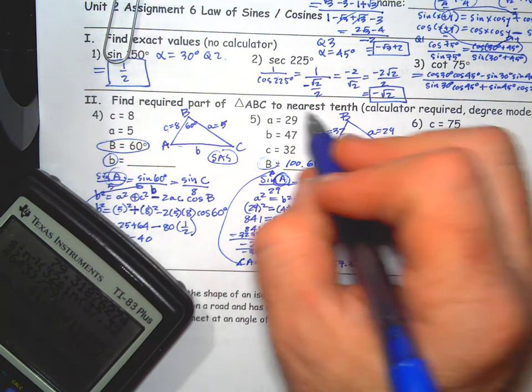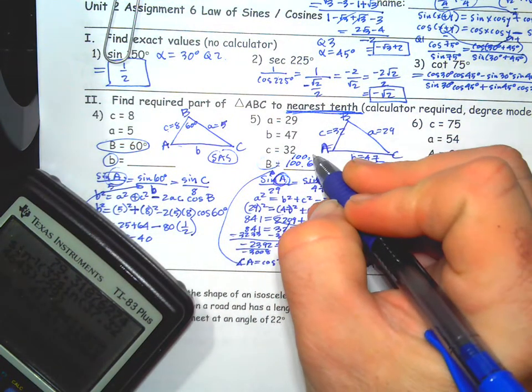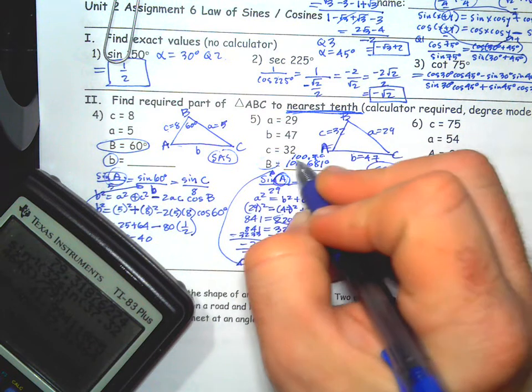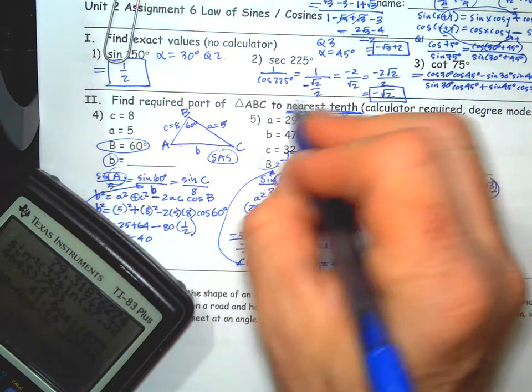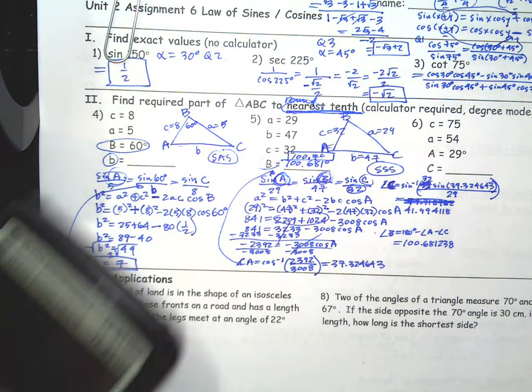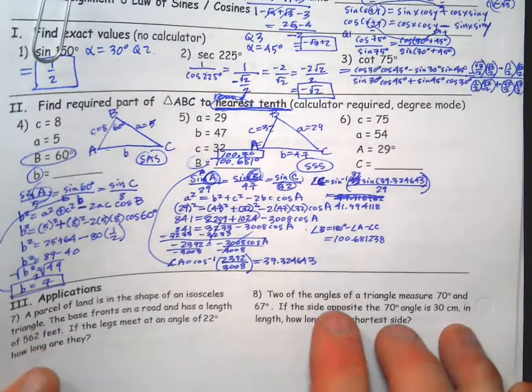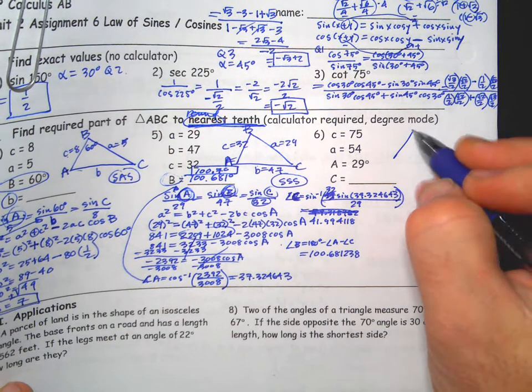Now, final answer, three decimal accuracy, rounded, truncated, 681 degrees. Actually, the directions said to the nearest tenth. So I guess I should do 100.7 degrees. Nearest means round for sure. Okay? All right. That's the safe way to do it. Small, medium, large.